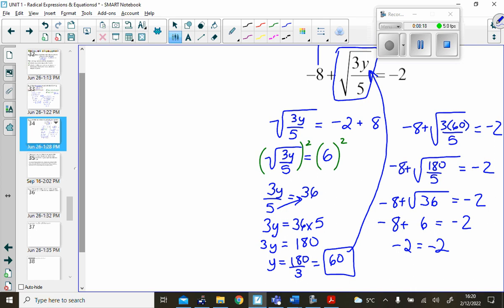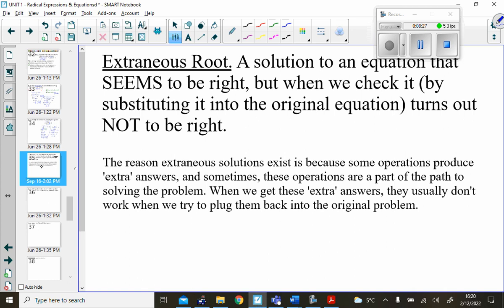Now, sometimes when you check, the answer will not work. When that happens, we call that an extraneous root. It's a solution to an equation that seems to be right, but when we check it by substituting it in, it actually turns out to not be the case. And the reason is because sometimes when you square this, you get extra answers.